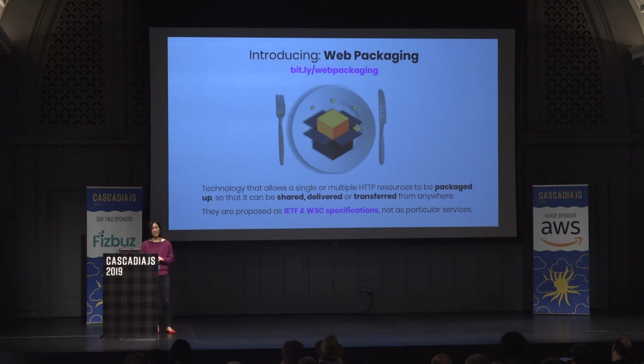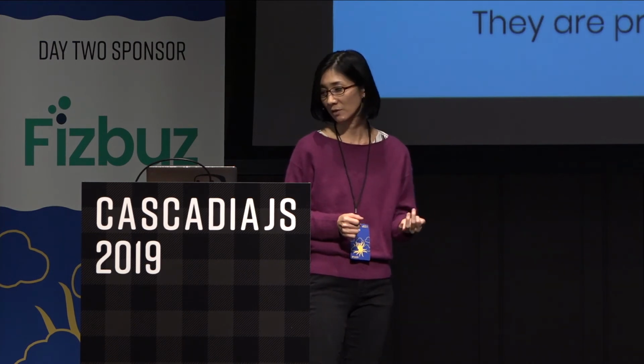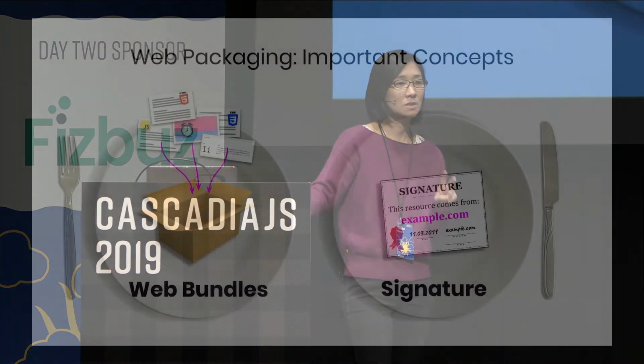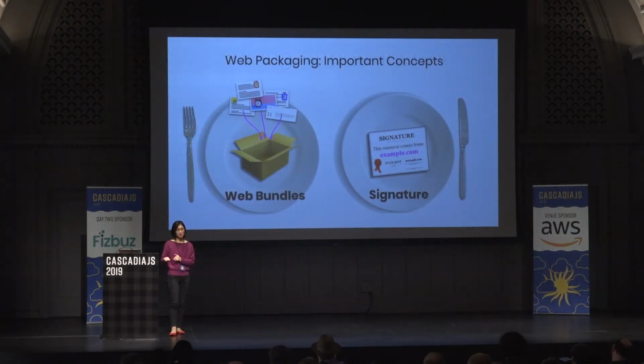It's a technology that allows a single or multiple HTTP resources to be packaged up so that they can be easily shared, delivered, and transferred from anywhere. They are proposed as IETF and W3C specifications. We're not talking about a specific product like the Chrome browser or specific services. Web packaging consists of multiple spec proposals, but there are two important concepts. The first one is web bundles, and the other one is signature.